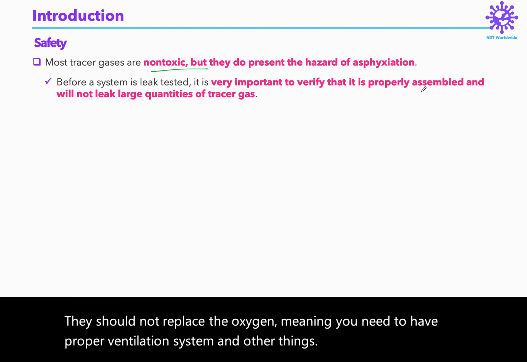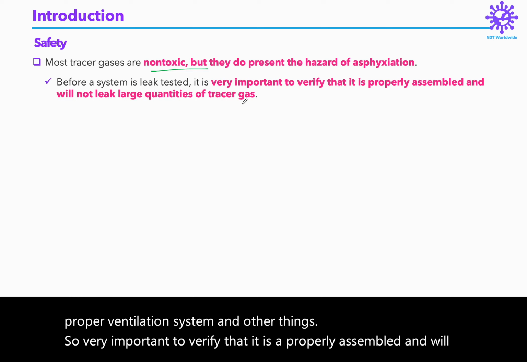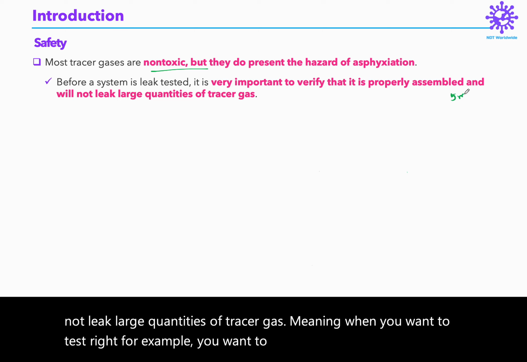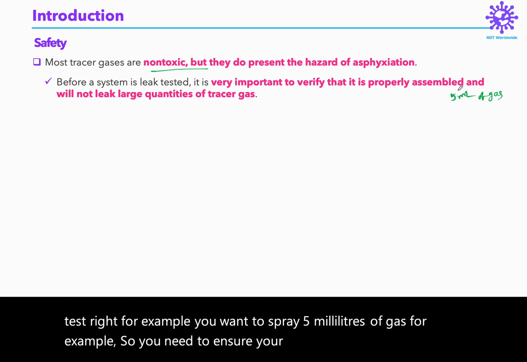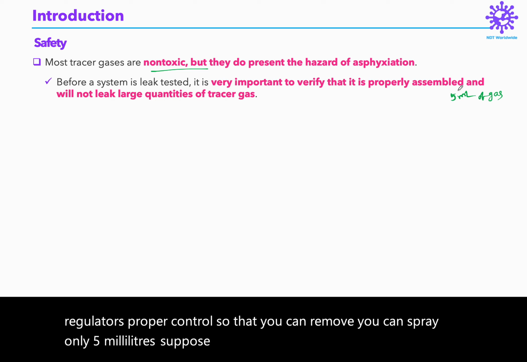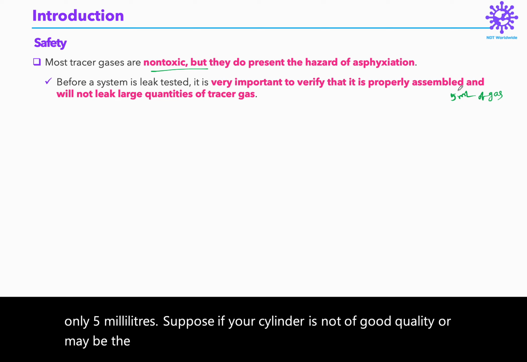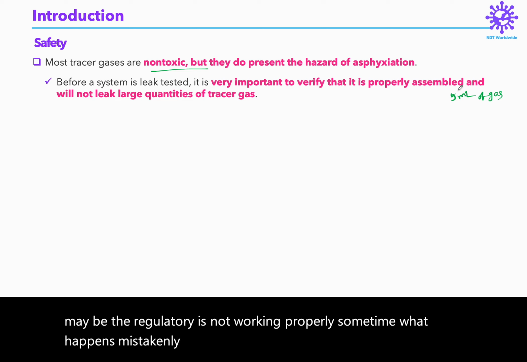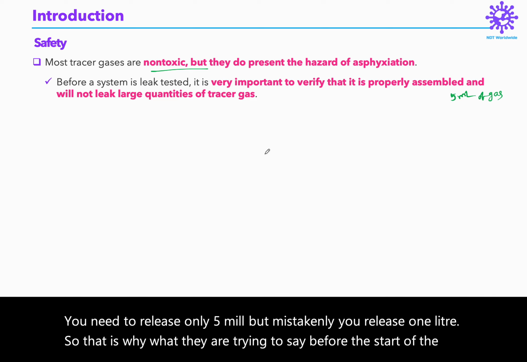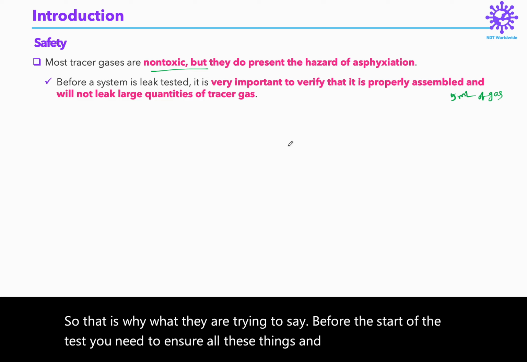It is very important to verify that the system is properly assembled and will not leak large quantities of tracer gas. For example, when you want to spray 5 milliliters of gas, you need to ensure your cylinder has proper regulators and proper control so that you spray only 5 milliliters. Suppose your cylinder is not of good quality or the regulator is not working properly, sometimes you may mistakenly release 1 liter. You need to release only 5 ml, but mistakenly you release 1 liter. That is why, before the start of the test, you need to ensure all these things and minimize the gross leakage of the tracer gas.